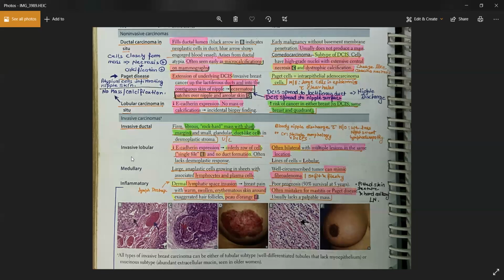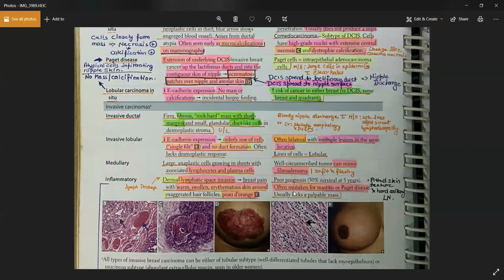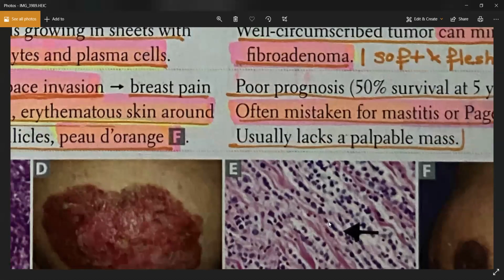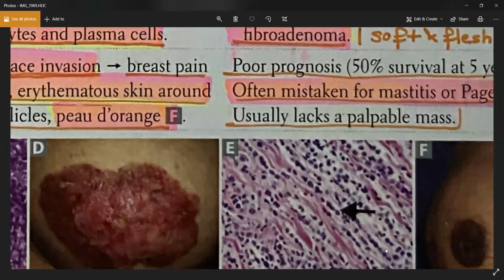Second, you have the invasive lobular carcinoma. Again, you will have a loss of E-cadherin, right? You will have a row of cells which are found in a single file appearance. As you can see, this is a single file appearance. As you can see, they form lines, right? They form all these lines.